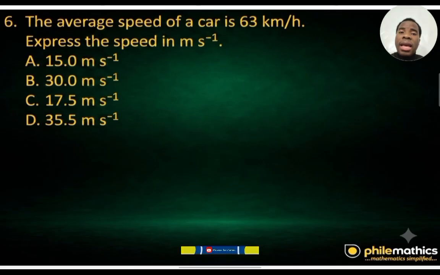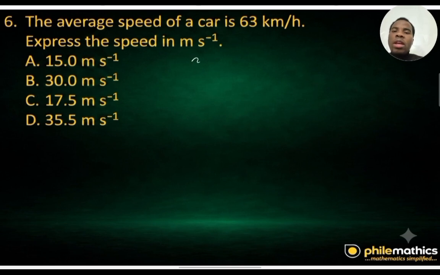This particular question tests our conversion skills. That is, it tests how we can convert from kilometers to meters and from hour to seconds. And we are asked that the average speed of a car is 63 km per hour. How do you express this speed in meter per seconds?